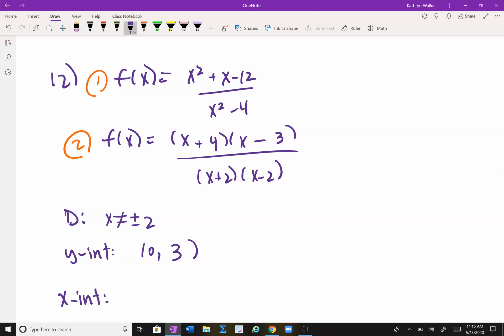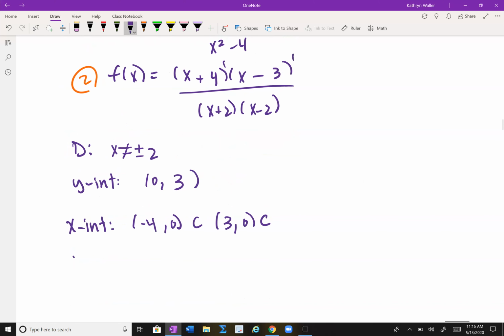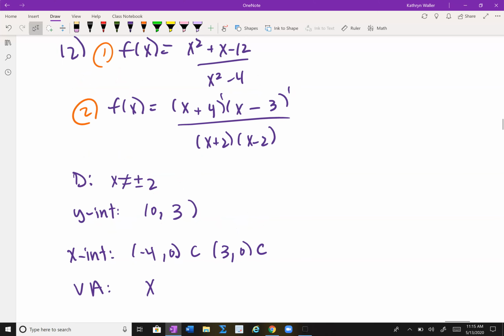The way you find the x-intercept is you let y be 0, which is the same as letting the top be a 0, which is definitely easier on equation 2. So that'd be negative 4, 0 crossing and 3, 0 crossing because those exponents are 1s. Vertical asymptotes come from the bottom. Easier for sure with equation 2. So that's x equals negative 2 odd, x equals positive 2 odd.